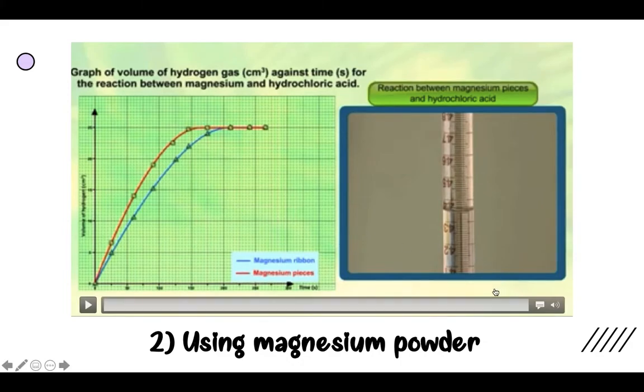Alright, so yang guna magnesium pieces ini, it shows a steeper graph compared to the one that use magnesium ribbon. Yang ni dia akan stop reaction at this time. And then for magnesium ribbon, dia akan stop reaction at this time. Okay, nampak beza dia. So this one lagi faster reaction with higher rate of reaction. Yang ni dia lagi slower reaction with a lower rate of reaction.